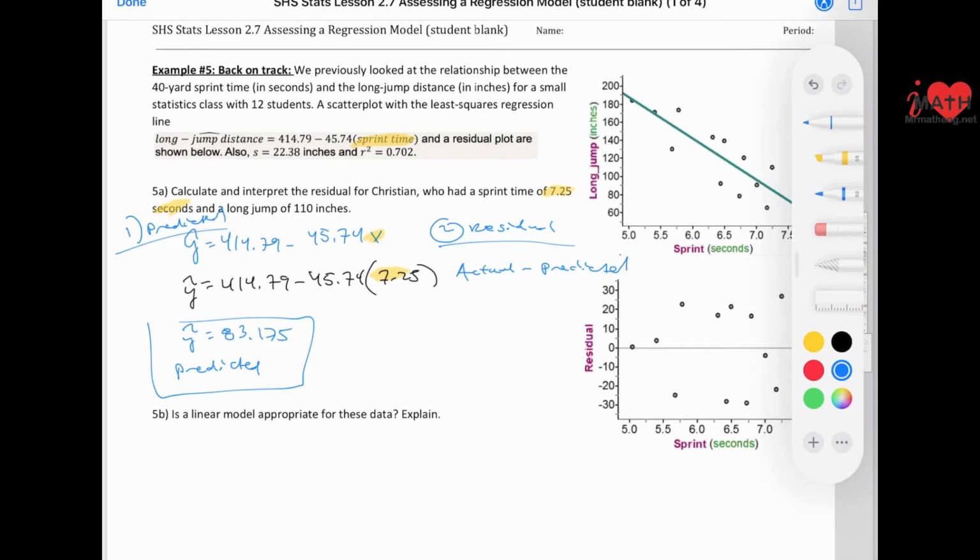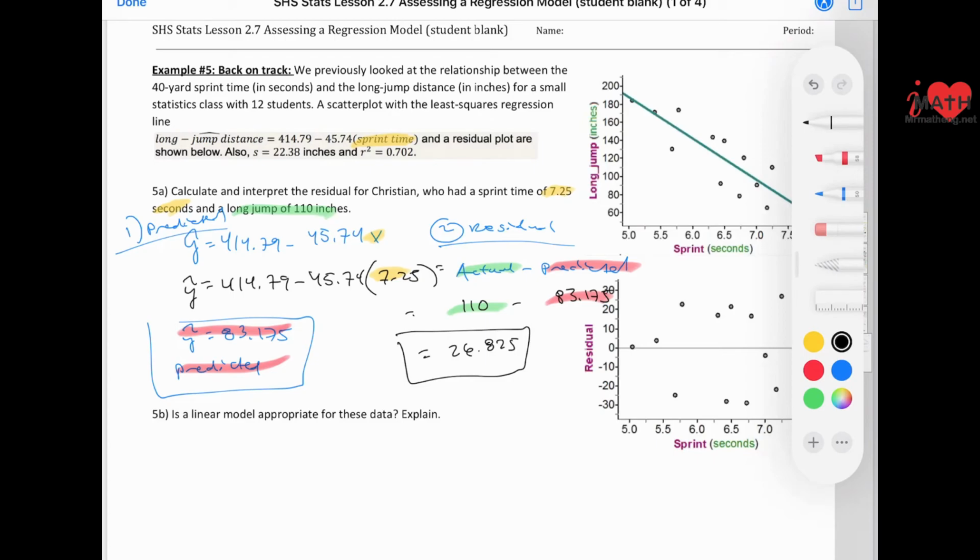So his actual was 110 inches, right? So his actual is there, and then his predicted was, well, let's just fill that out. So his actual was 110 minus his predicted, which was 83.175, and if you did that, you get 26.825. That is his residual.